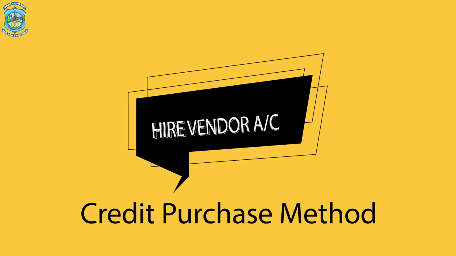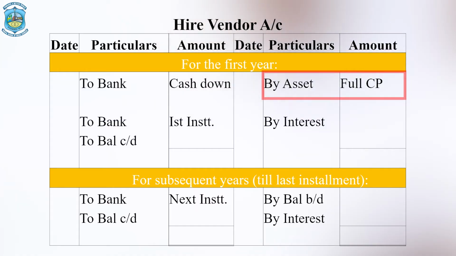Now let us understand the hire vendor's account under credit purchase method as well. Well, the hire vendor's account is also slightly different in this particular case. Why? Because the hire vendor was credited with the entire amount of cash price in the very beginning with the very first entry, which was asset account debited to hire vendor. So you are making him a liability with the full amount of the cash price of that particular asset. Hence, the hire vendor will be credited with the entire cash price and would be recorded as by asset in the credit side.